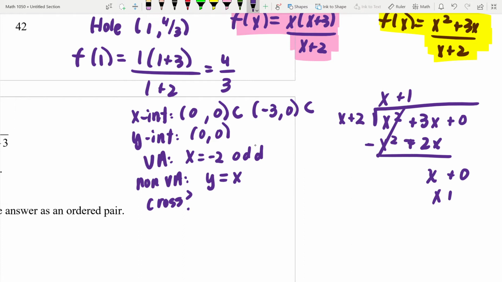Distribute the 1. I get x plus 2. Change the signs. Those cancel. Negative 2. Throw it out. So your non-vertical is actually y equals x plus 1. This happened to my students about, I don't know, a couple of semesters ago. They forgot to add the zeros in and they missed the non-vertical. They messed them up. Okay?